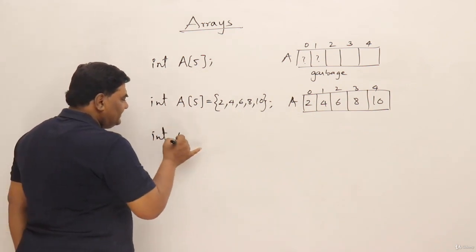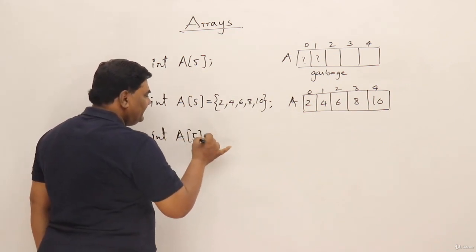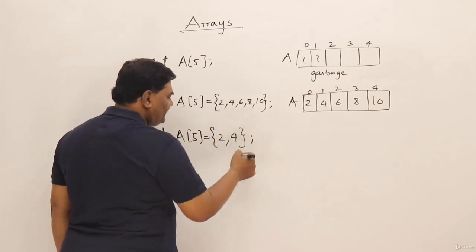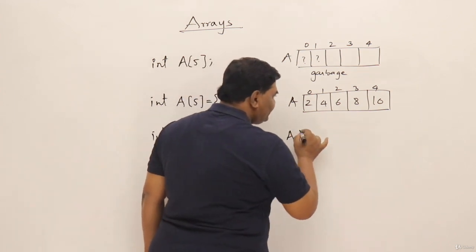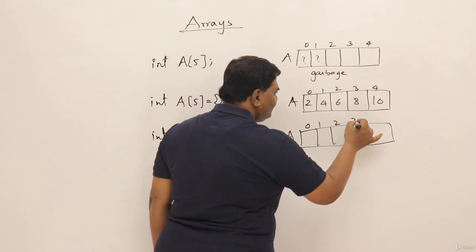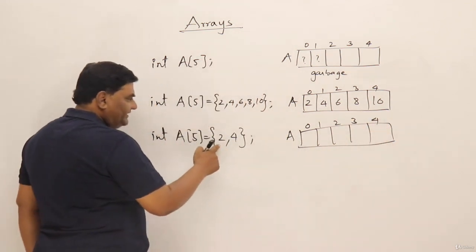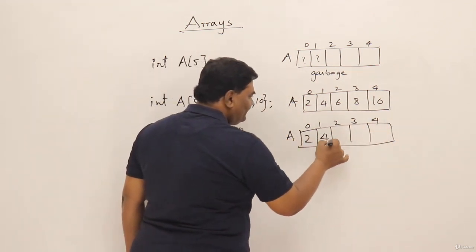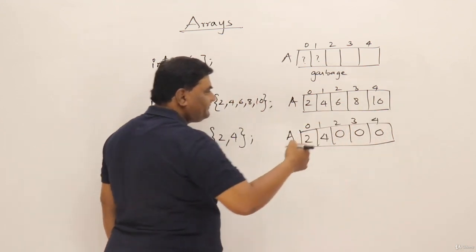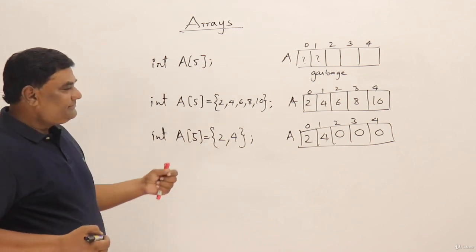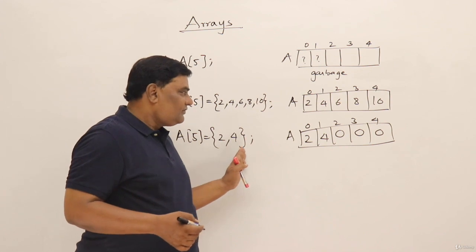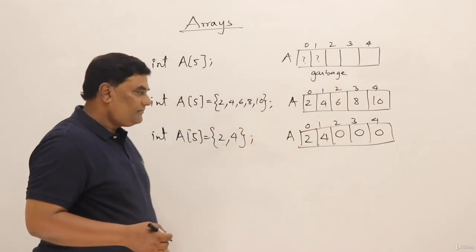Now third method, you can mention the size, but if you don't want to initialize all the values, just a few values you want to initialize, then an array of size 5 will be created with the indices 0 to 4. As only 2 values are mentioned, so only 2, 4 will be initialized, and the remaining elements will be initialized with 0. Because once the initialization process starts, it will try to initialize all the elements, so remaining values are not given, so it will initialize them with 0.